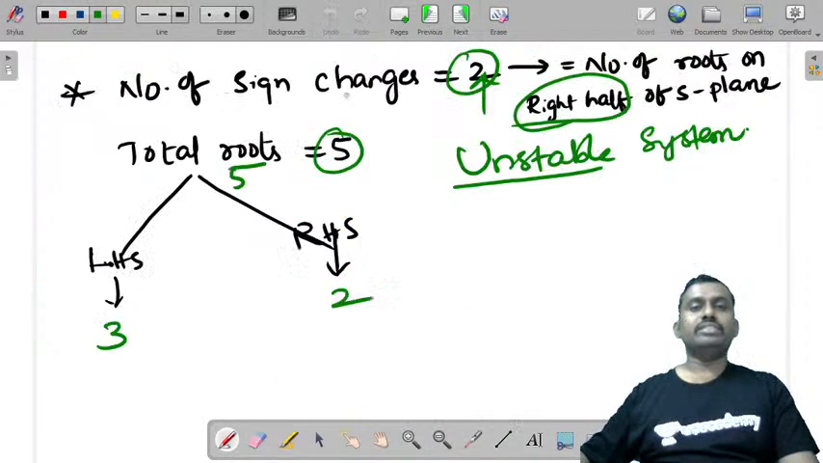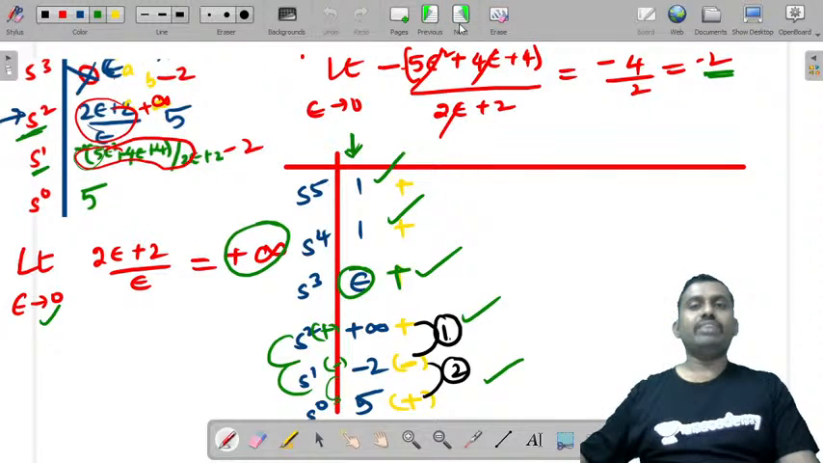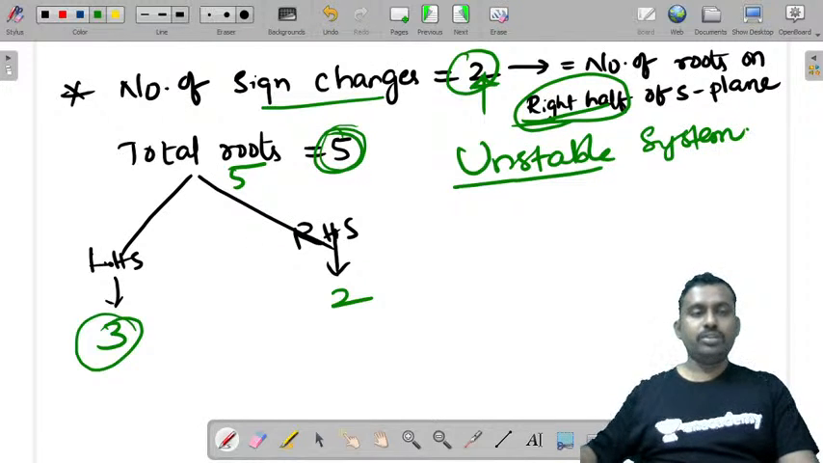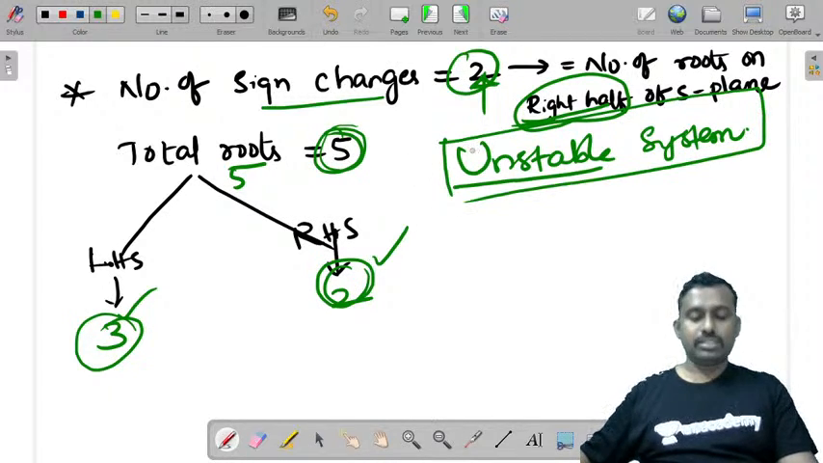So there are two sign changes. The number of sign changes indicates the number of roots on the right half of the s plane. Because there are two roots on the right half of the s plane and the total number of roots is 5, since the polynomial given is s power 5, you'll have 5 roots. Out of that 5, we have 2 on the right half of the s plane. Obviously the rest of the roots will be on the left half. So 3 roots are on the left half of the s plane and 2 roots are on the right half. Because there are roots on the right half of the s plane, the system is an unstable system.